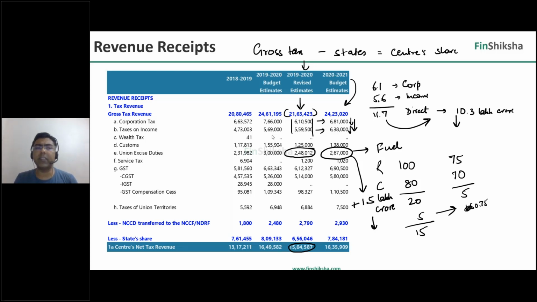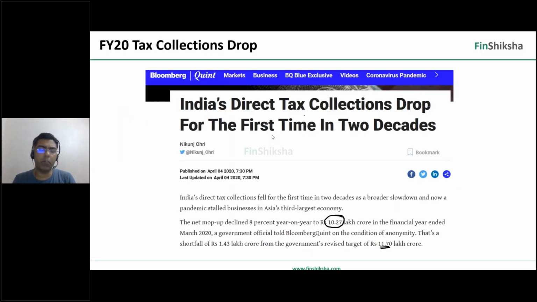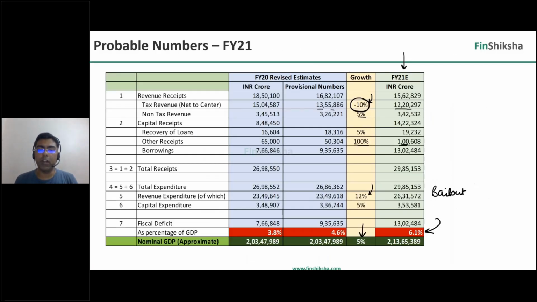Right. There are, of course, other things they can do in terms of borrowing. The government obviously does a little bit of borrowing off their balance sheet. So, if you look at the borrowing here, you're expecting a total borrowing of about 13 lakh crore. You could actually look at borrowing some of it off your balance sheet.